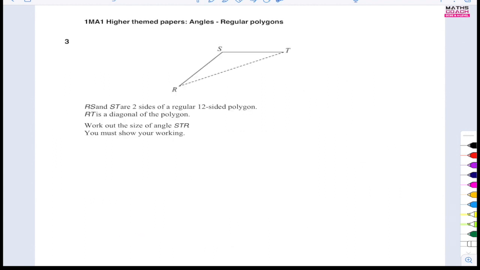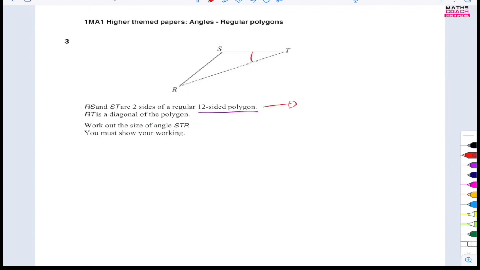Question number 3. RS and ST are two sides of a regular 12-sided polygon. So it's a 12-sided polygon. RT is a diagonal of the polygon. Work out the size of the angle STR, this angle right there. Let's mark that in. You must show all your working.